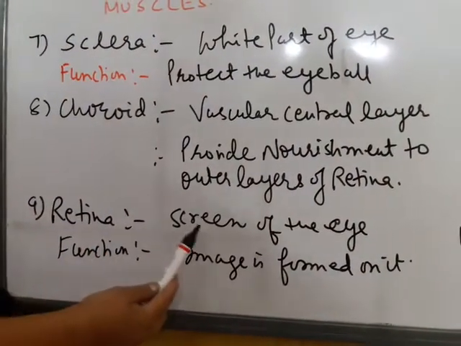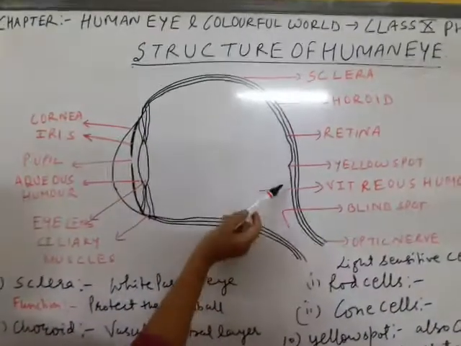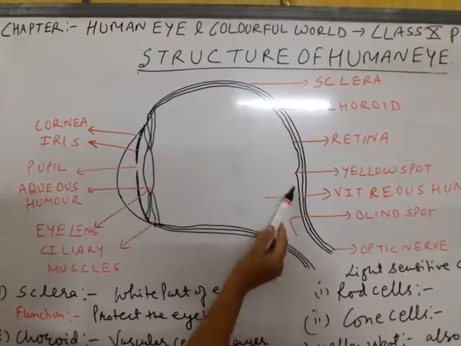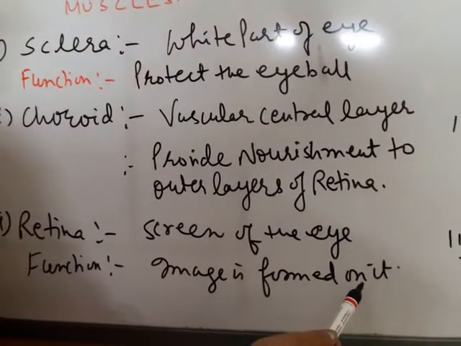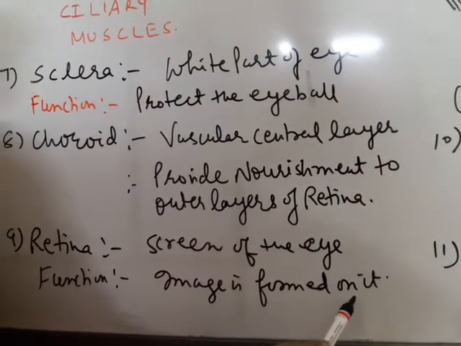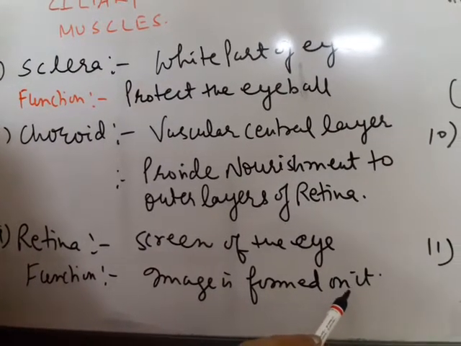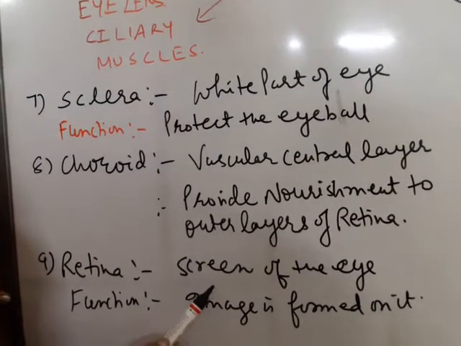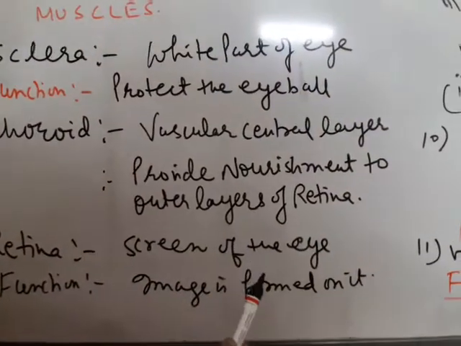Retina is the screen of the eye. It is the third, innermost layer of the human eye. The function of the retina is that the image is formed on it, and the image formed is real and inverted. That is why it is called the screen of the eye, because real and inverted images are taken on the screen.